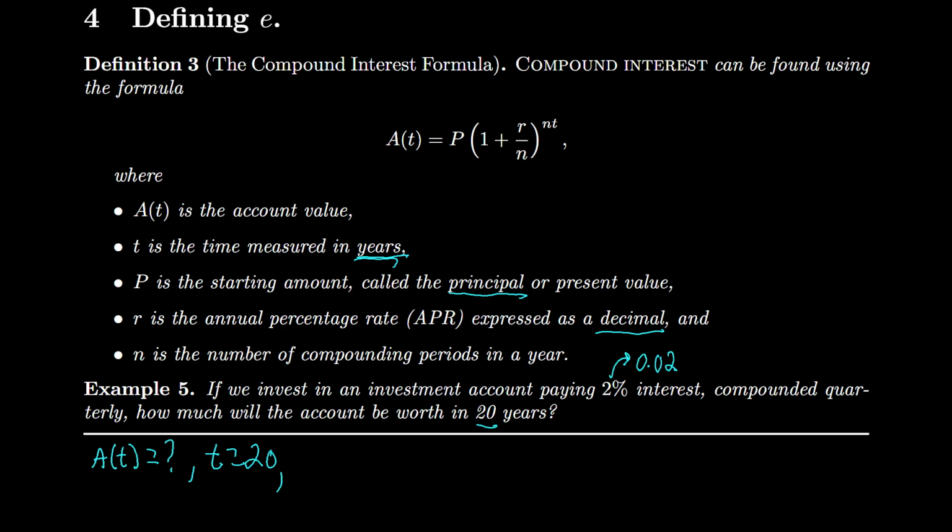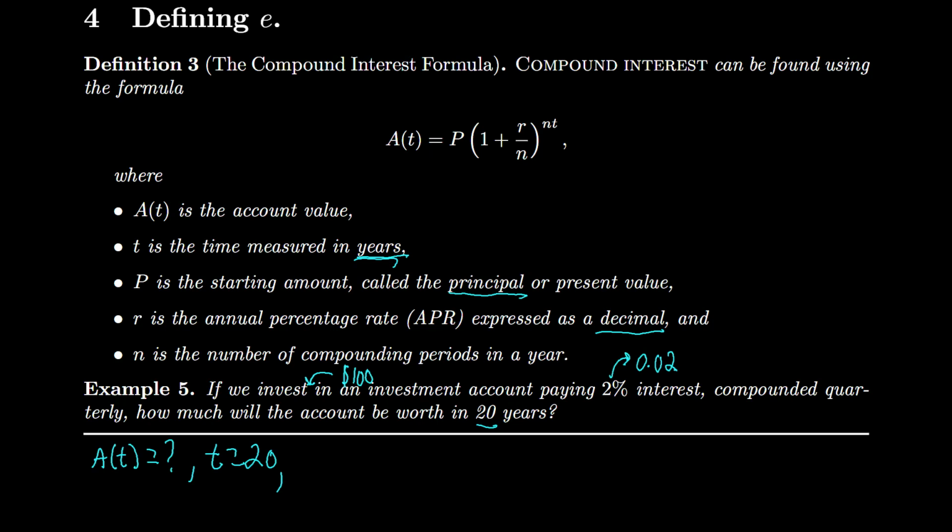p is the starting amount. If we invest in an investment account paying 2% interest, compounded quarterly, how much will the account be worth in 20 years? How much did we invest? What was the dollar amount here? Well, the problem didn't give us one originally, so we could do this in general, which is what I meant to do here. But let's just say that we invested $100, just to make this math easier. Let's say that if we invest $100 in an investment account paying 2% interest compounded quarterly, how much will the account be worth in 20 years?